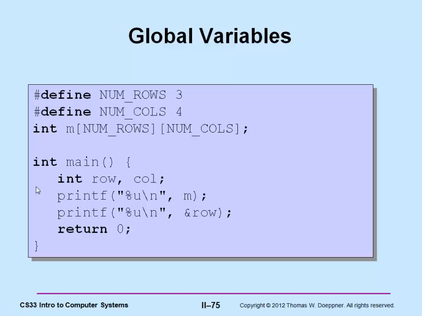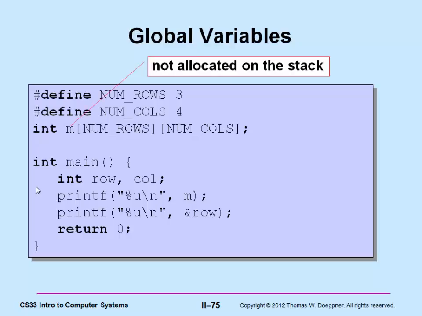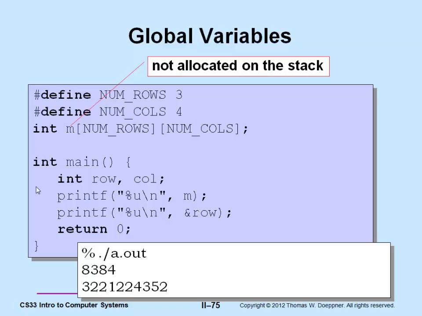What we're doing here, inside of main, is printing out the address of M, and we're also printing out the address of a local variable row in this routine. So M is not allocated on the stack, but row is. And you notice that the address of M is considerably different from the address of something on the stack. We'll get into this a lot more later on, but the point is they are allocated in totally different parts of memory. They've got no relation to each other whatsoever in terms of where they are.